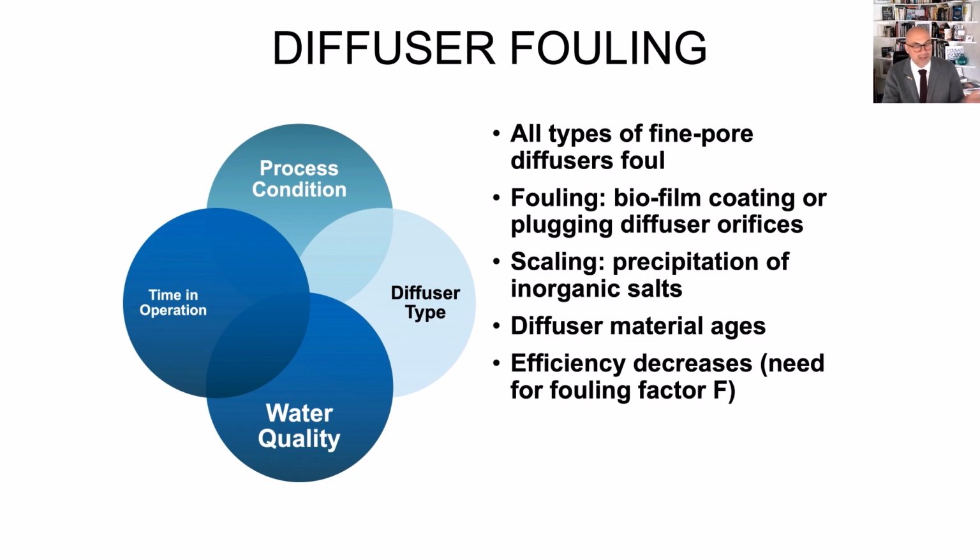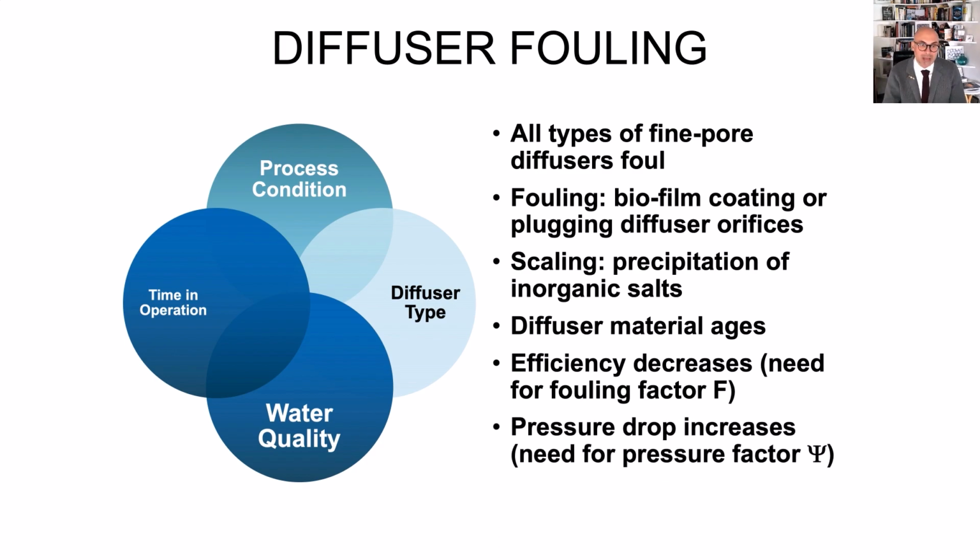So if my alpha SOTE at the beginning was a certain value, with time that value is lower. And the ratio of that with time, we define as the fouling factor F, which is the alpha SOTE after time in operation divided by the initial alpha SOTE. So now we have an alpha F value over time. And that fouling factor needs to be factored in when we design, because the aeration system shouldn't just work today. It needs to be able to work over time. At the same time, all the fouling and scaling and the material aging of the diffuser may increase the pressure drop of the diffuser, which affects the operating point of the blowers.